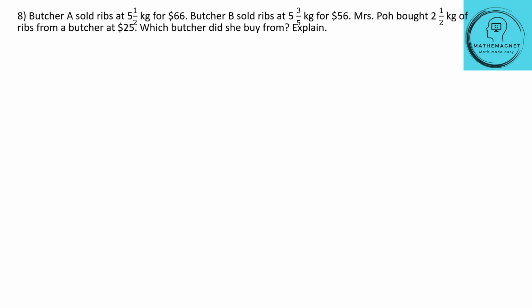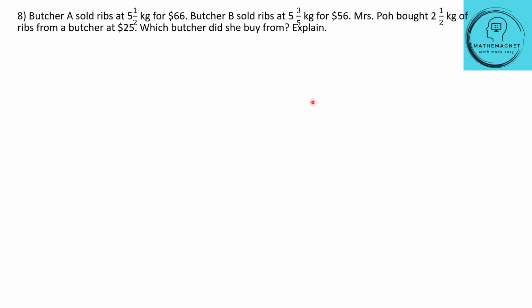Let's look at the next question. Question A. Butcher A sold ribs at 5.5 kg for $66. Butcher B sold ribs at 3 by 5 kg for $56. Mrs. Poe bought 2.5 kg of ribs from a butcher at $25. Which butcher did she buy from, and explain?